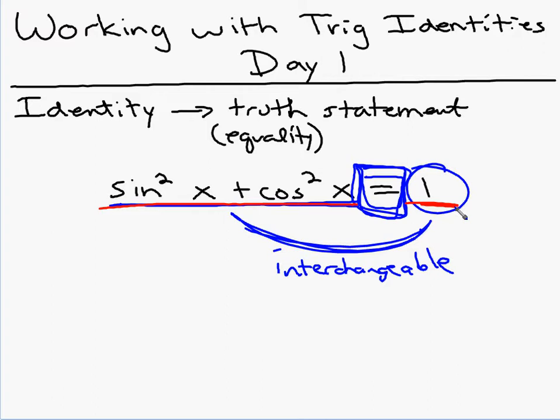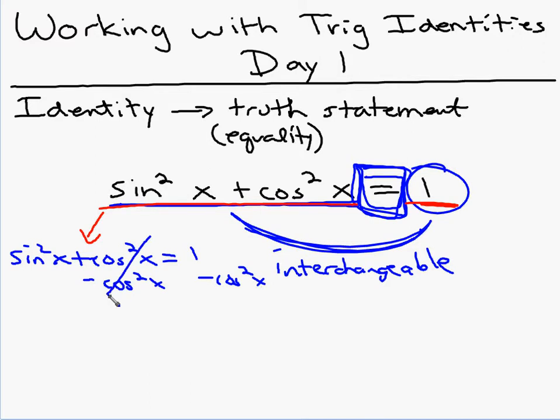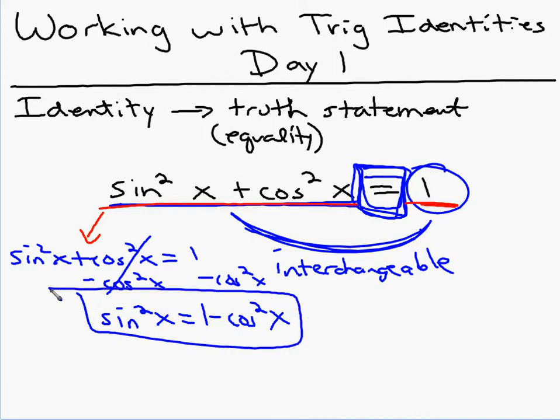Okay? Now, there's something else we need to understand about this identity. If I know that sine squared x plus cosine squared x equals 1, I can also do a little bit of algebra, and I could subtract cosine squared x from both sides, which would make these two go away. And now I have sine squared x equals 1 minus cosine squared x. Guess what? That is also an identity.